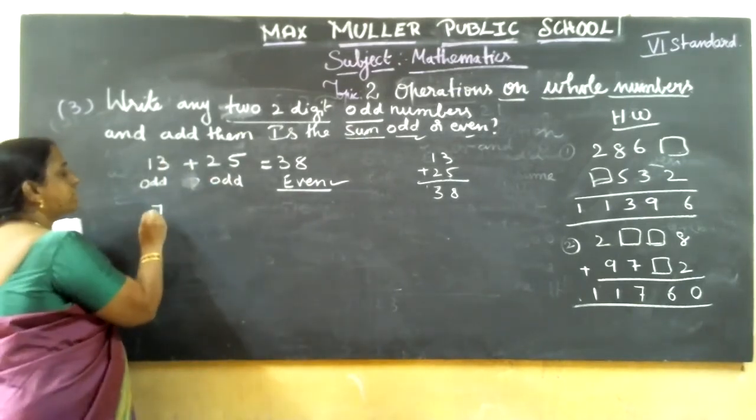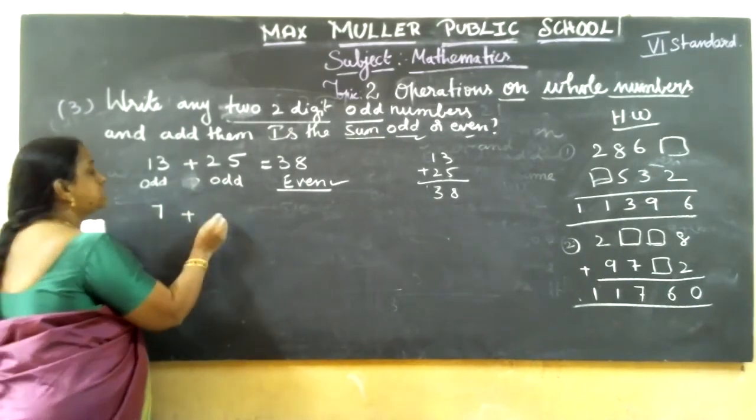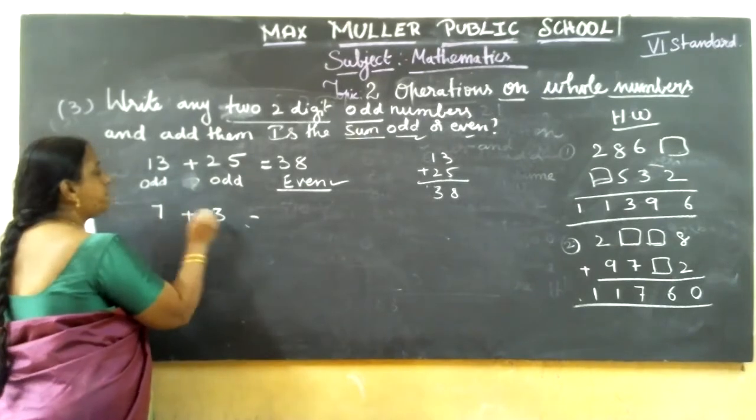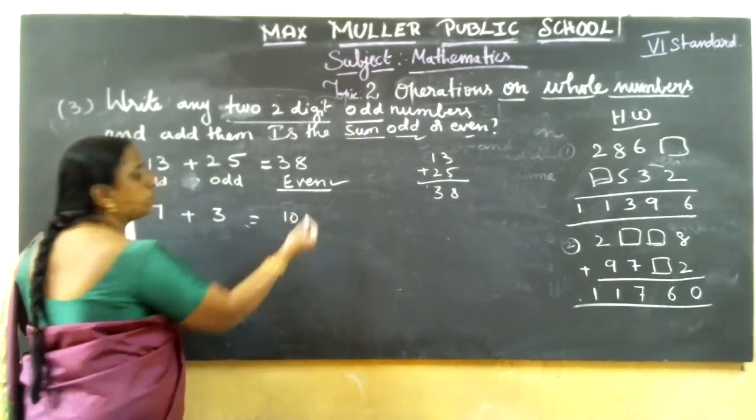We'll take 7. 7 is which number? Odd number. Plus 3. So odd number plus odd number will get 10. 10 is what? Even number.